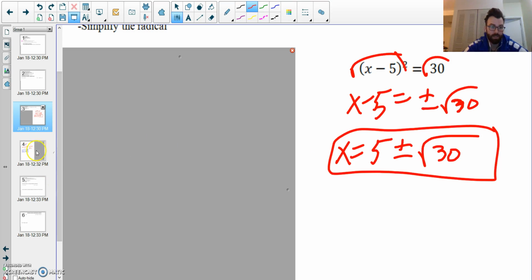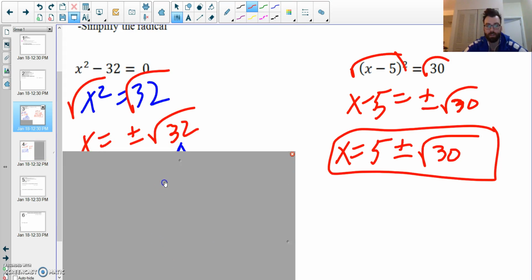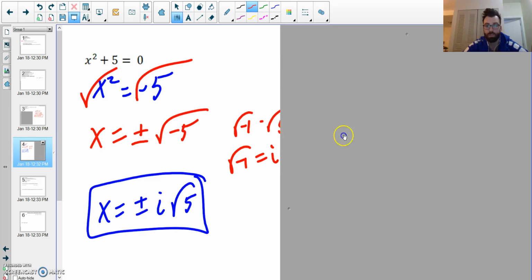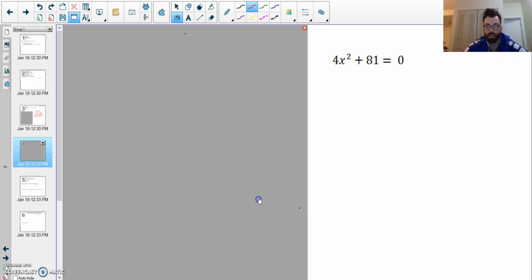Remember, when solving, 5 plus or minus root 30 is technically an x-intercept. Especially when solving here, x would equal plus or minus 4 root 2. That's an x-intercept. We're solving for our x-intercepts, our roots. Another way of thinking of it are zeros, all meaning the same thing.